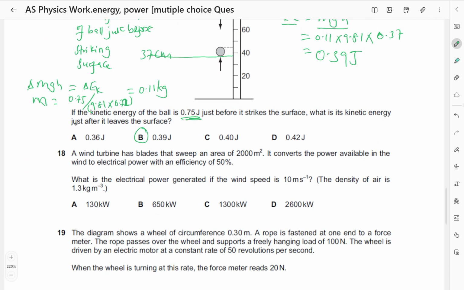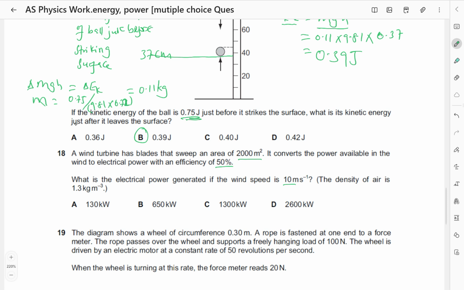A wind turbine has blades that sweep an area of 200 meters squared. It converts the power available in the wind to electrical power with an efficiency of 50%. What is the electrical power generated if the wind speed is 10 meters per second? The density of air is 1.3 kilograms per meter cubed. Okay, this is also easy.